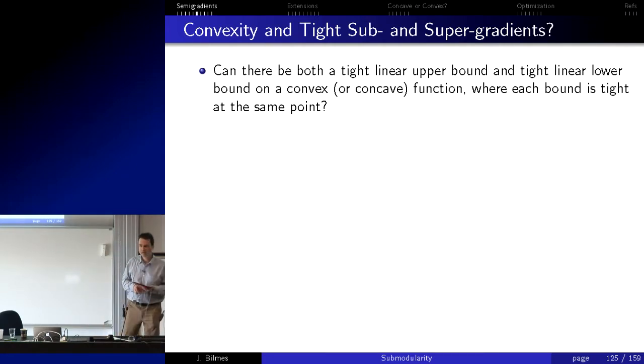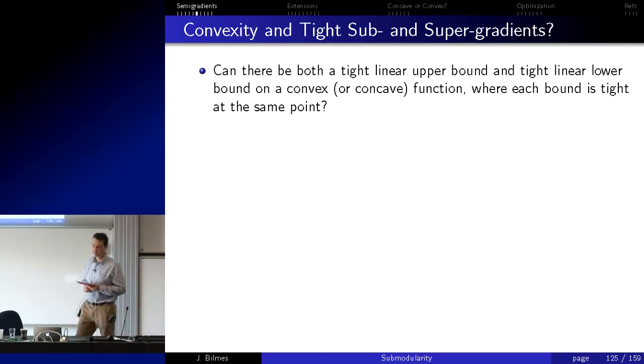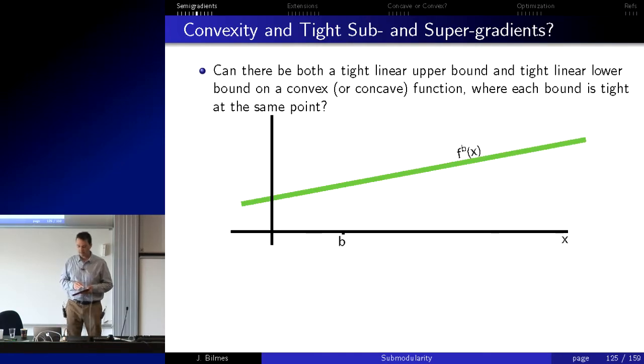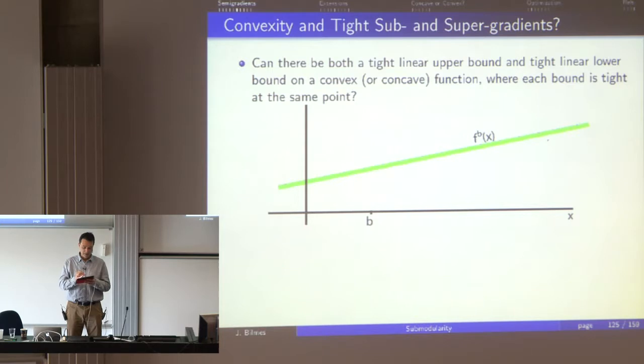Now here's something that's also, I think, absolutely remarkable. Let's take recourse for the moment in the continuous world and think about whether there's a possibility of there being tight both sub and supergradients at any point for a continuous function. So what does this mean? Let's say we've got a supergradient of a function that's tight at this point here. So all that means is that this green line is an upper bound of the function, and that at this point it's exactly equal to the function.